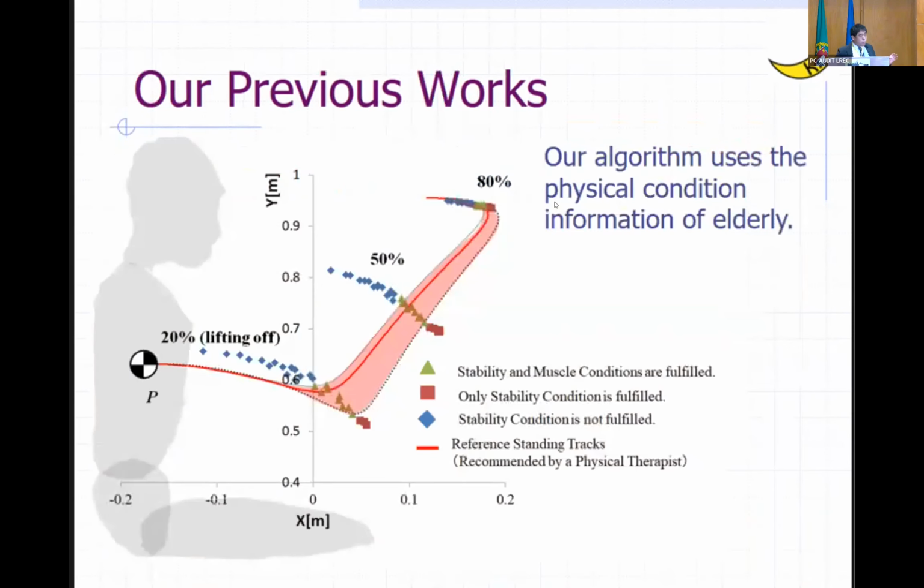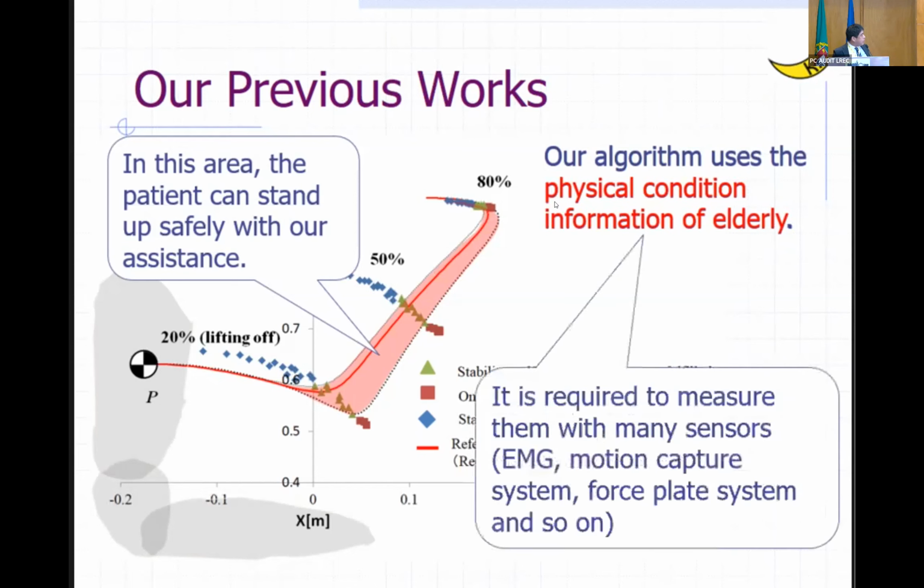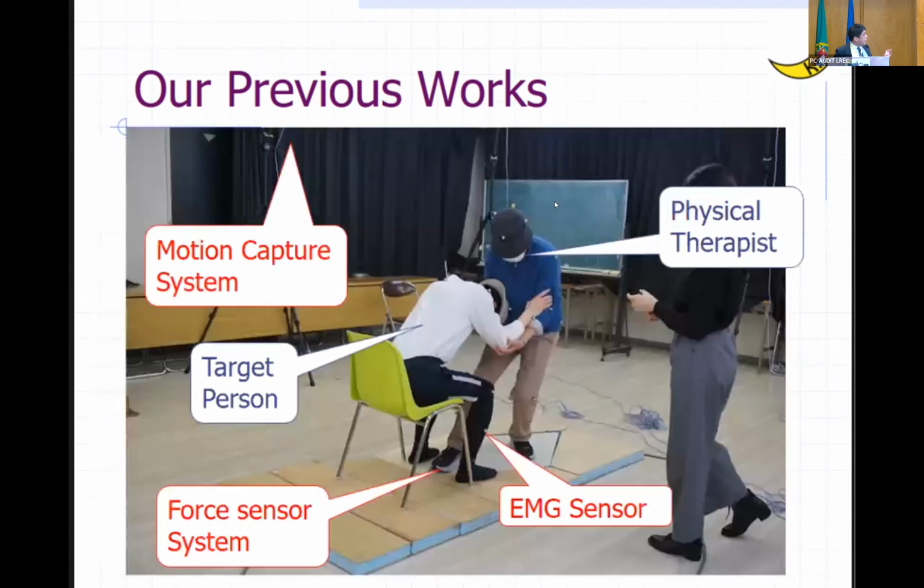The red area is the acceptable posture of the elderly. In this area, the patient can stand up safely with assistance. To calculate this area, our algorithm uses the physical condition information of the elderly, individual information. So it is required to measure them with many sensors. We use many sensors for detecting the physical ability of the elderly individually.